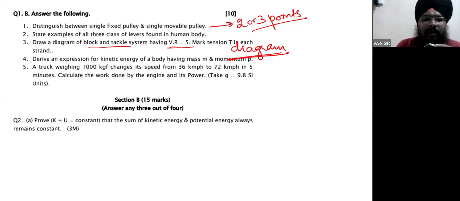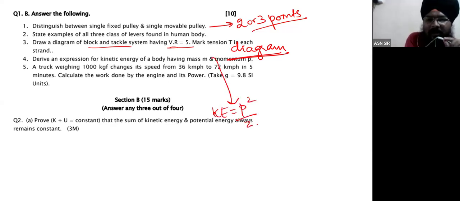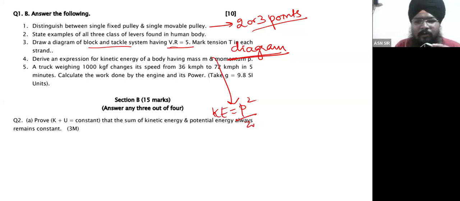Derive an expression for kinetic energy of a body having mass m and momentum p. Here the desired expression which you need to show is kinetic energy equal to p square upon 2m. This expression is required to be derived. Again, it is readily available in our text and we have studied it in class also. So kinetic energy will be p square upon 2m.